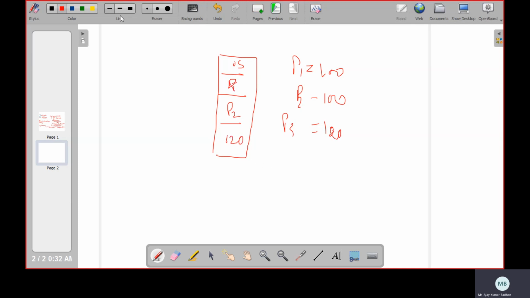Now after that, what happened? P1 completed. P1 is not existing now here. Okay. Now P4 came. P4 requires 80 MB. So out of this 100, 80 MB will be allocated. Now this 20 MB is free. Okay. After that, P2 has also completed. Sorry, P5 came. Suppose he requires 30 MB.